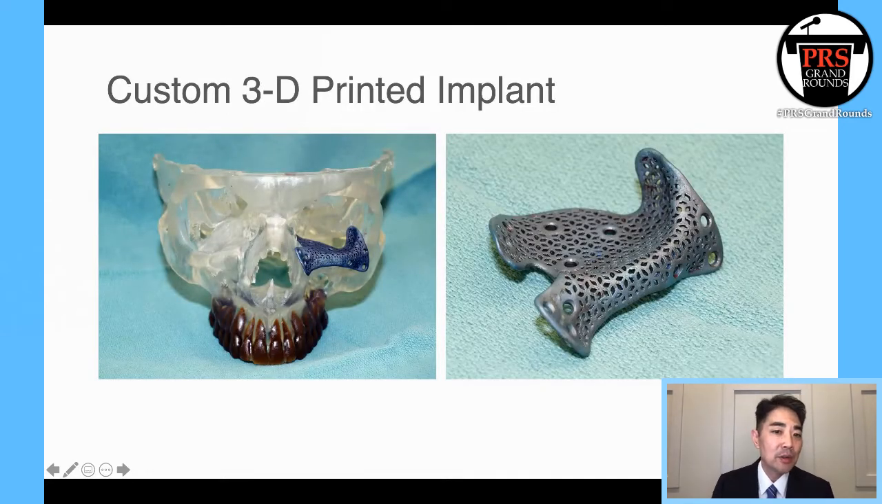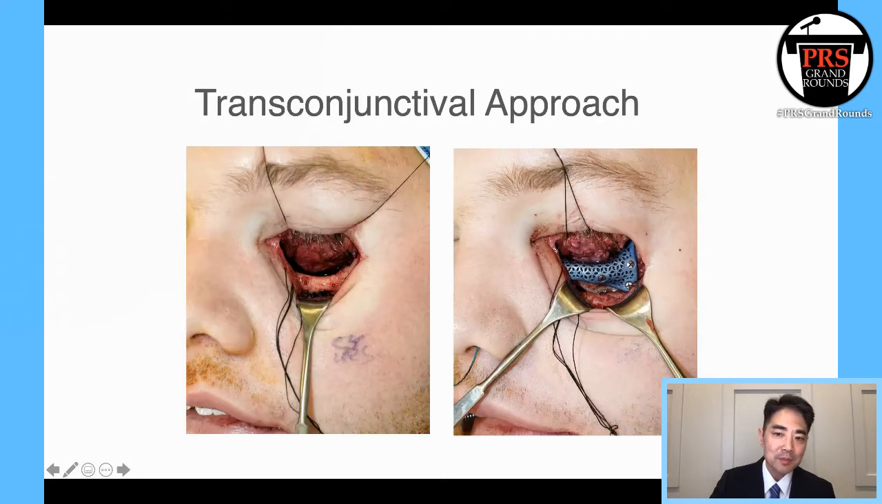Now, we can also do this with custom printed titanium plates. And I think these plates are far more accurate than anything I can do by hand. This one was built from a mirror image of the contralateral side, which was normal. You can see here that it's a low profile plate with no sharp edges. And I think this potentially has the capability of decreasing complications such as extrusion or exposure of the titanium hardware, which is a big deal in our head and neck cancer population because many of them are radiated.